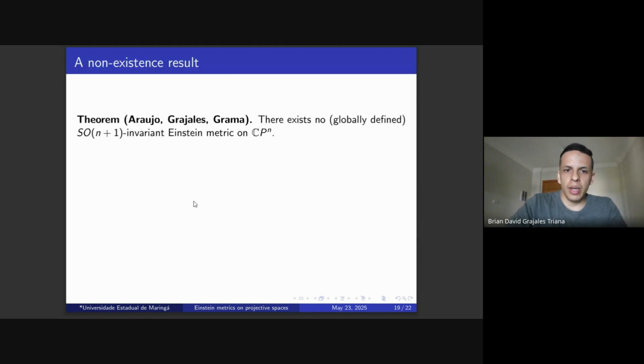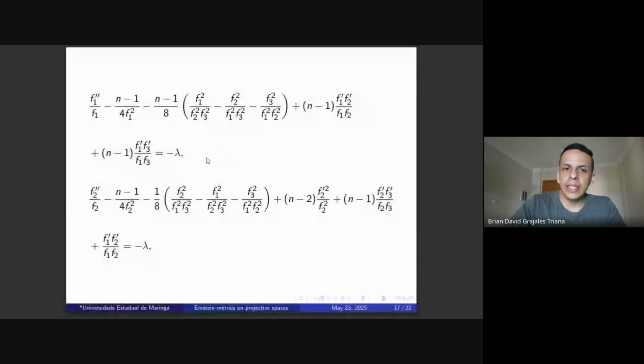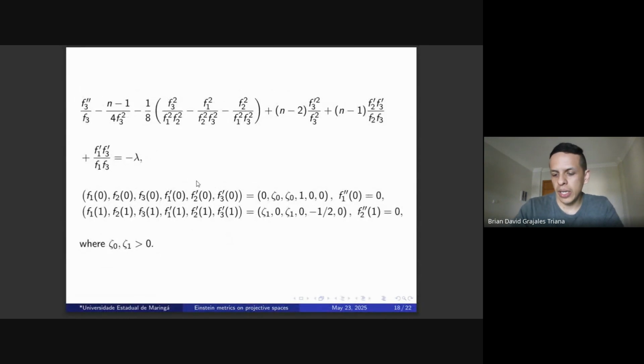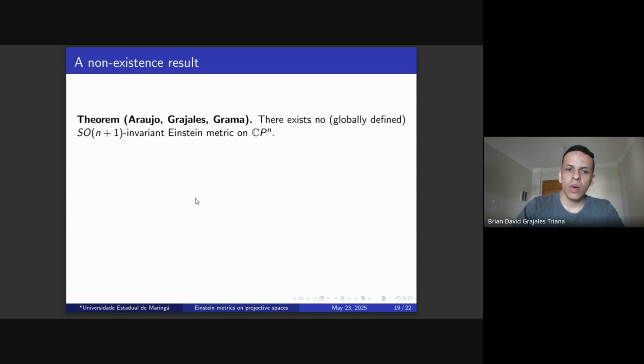But if we analyze this system, it is guaranteed that you have local solutions. But what about if you can construct a global solution, a solution of this Cauchy problem on the whole interval? We have a result about that, and this result is a partial result of the current work: there exists no SO(n+1)-invariant Einstein metric on CP^n, at least not globally defined, because locally defined around the singular orbits we have, but no globally defined.